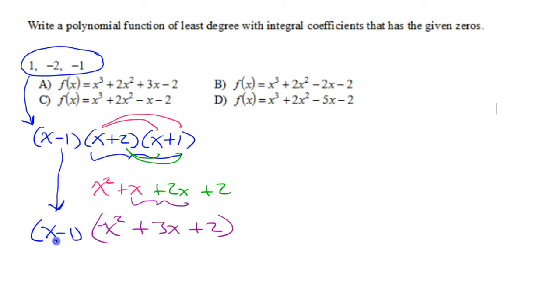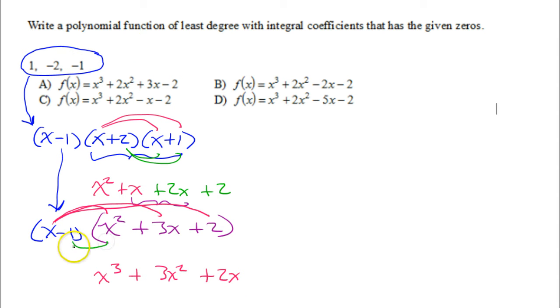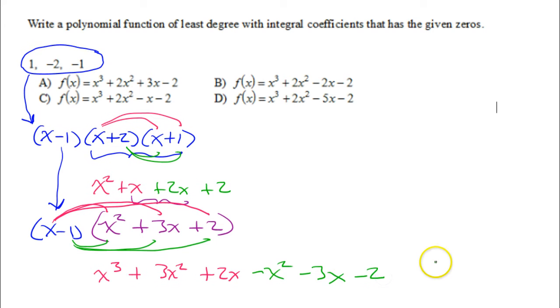Now I'm going to multiply x plus 1 times this trinomial. So again, I'm just doing the distributive property. Okay, so that's going to be x to the third power plus 3x squared plus 2x, because I just multiplied everything by x. And now I'm about to multiply everything by negative 1. So that's going to give me negative x squared minus 3x minus 2.